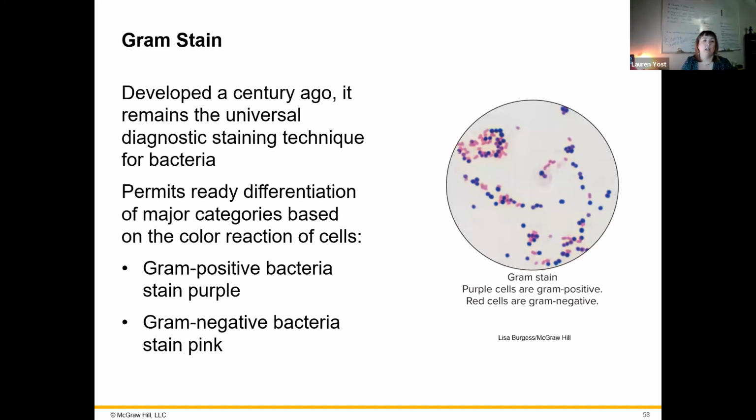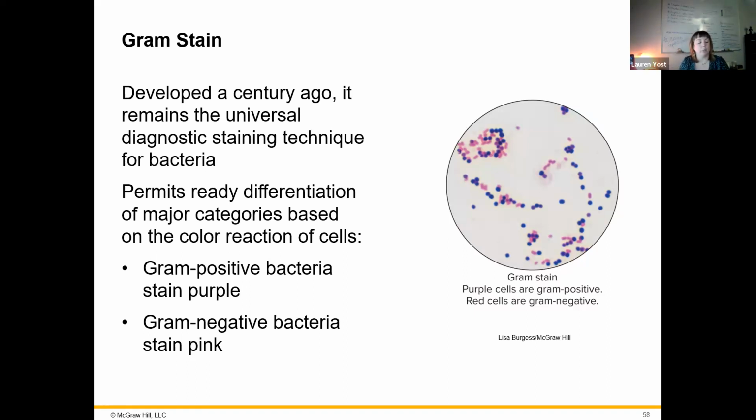So the Gram stain, this was developed a long time ago to discern between gram-positive and gram-negative bacteria. Gram-positive bacteria stain purple, gram-negative turn red or pink. So positive is purple, and I always think negative is red. It doesn't matter, whatever works for you, I guess, but that's what works for me.